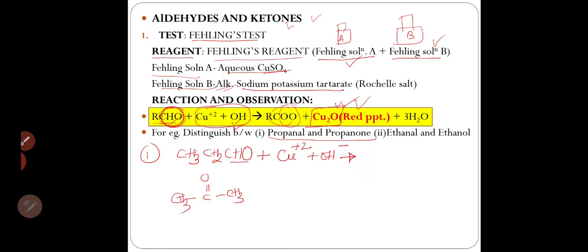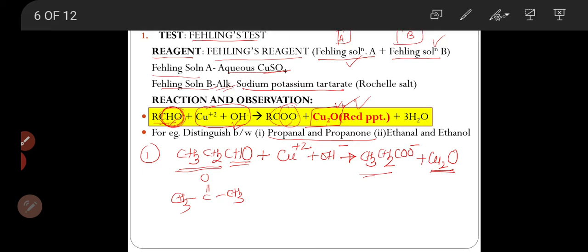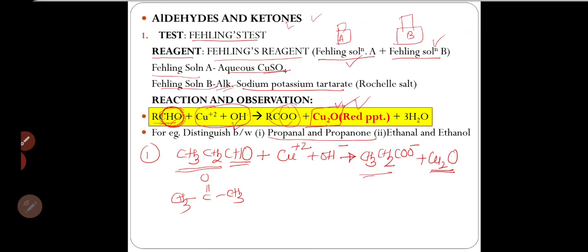Now what happens? This is an aldehyde. The aldehyde gives a red precipitate. This is the thing that you need to write, you must write this. And again your aldehyde CHO will change to COO-, nothing else changes. So CH3 stays, CH2 stays, but CHO will change to COO-. And this is your red precipitate. You must write this red precipitate.